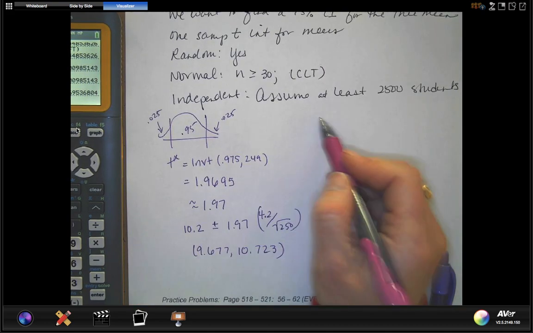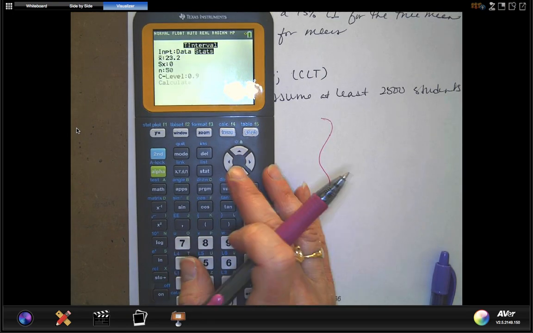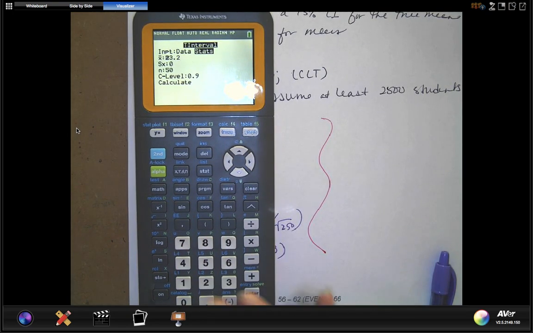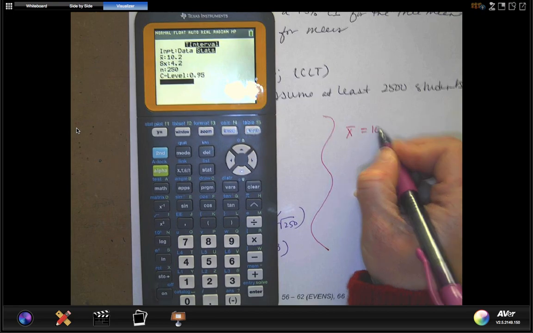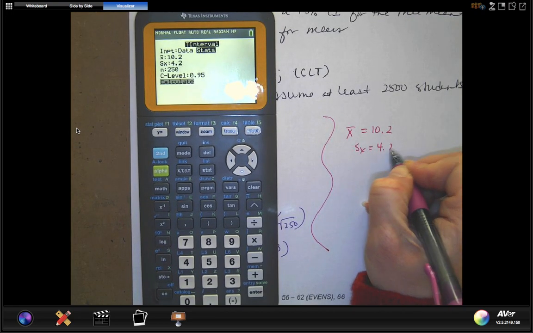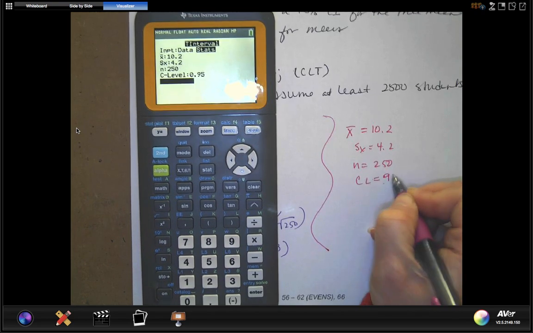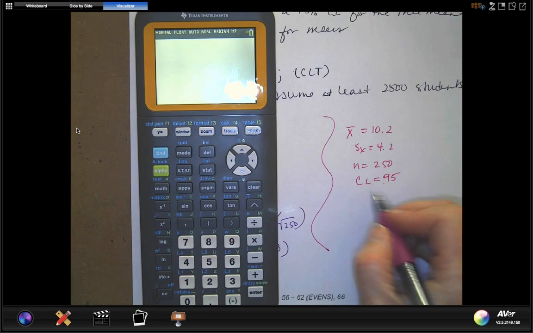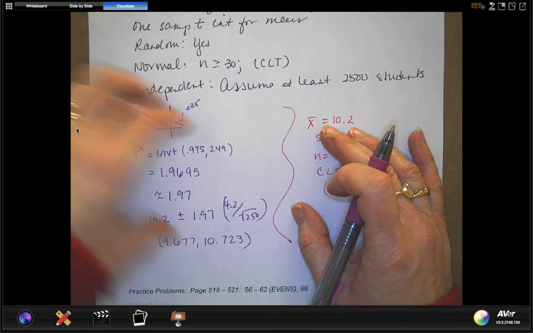If you wanted to use the calculator, I'm going down to number 8, using the data option. So I'd have 10.2, my Sx is 4.2, 250. You don't have to tell it degrees of freedom. It'll figure it out for you. So I'd write all those things down. Again, this is if you would prefer to do it this way instead of using the formula. Okay, so this work in pink replaces everything I wrote here in purple.